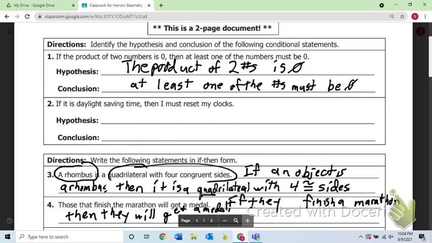Our hypothesis on the next one, if they finish a marathon. This is a conditional because it's setting a condition on the conclusion, if they finish the marathon. If they don't finish the marathon, then none of this is really relevant. But if they finish the marathon, then they will get a medal. Okay.